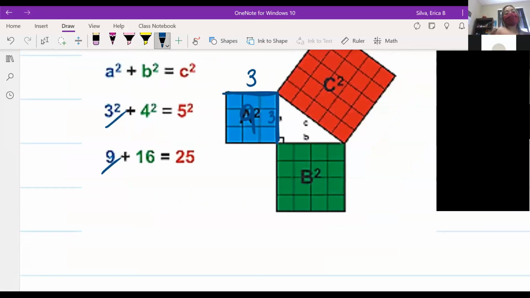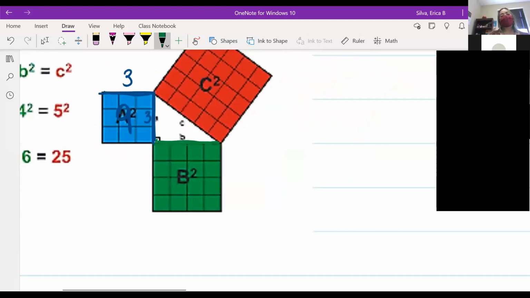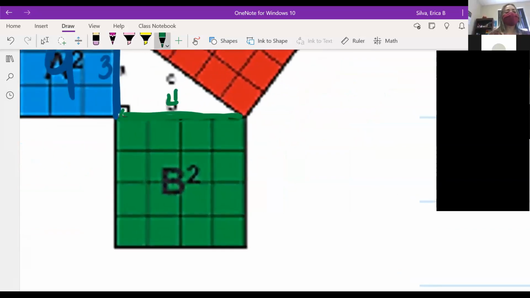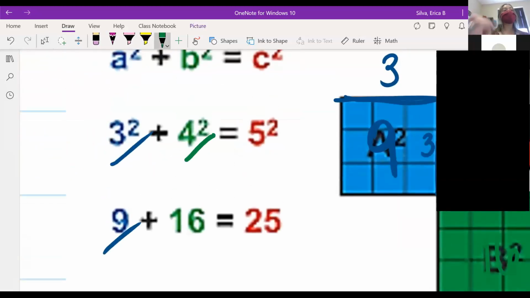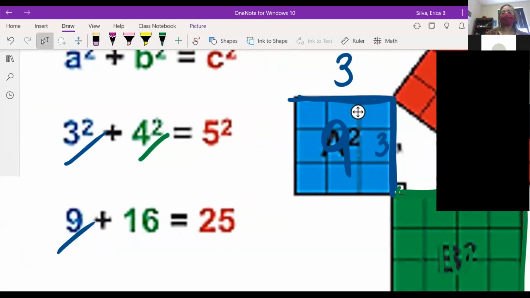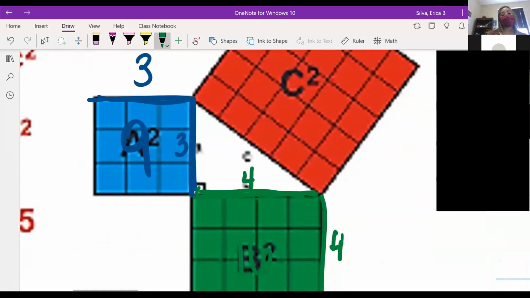Now let's look at the other square. What is the length of this side? 4. And if we're squaring it, what is the length of this side? 4. And what is the area inside? How many little squares are we going to have? 16. And that's why here we get 4 squared is equal to 16. Now, when we combine them together, we're adding 9 plus 16.